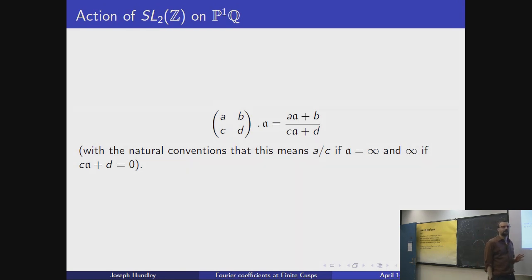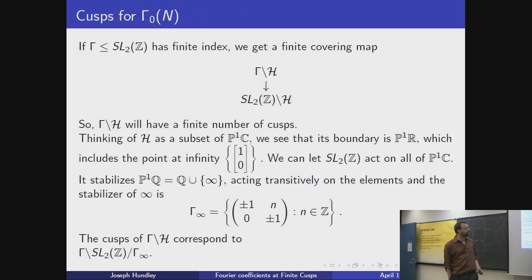Think of Gothic A as a rational number, and you can act like this. Now, of course, if A is allowed to be negative D over C, which it is right now, then you might get zero in the denominator, so you want a couple of reasonable conventions. The other thing is that A is allowed to be infinity, but the conventions are exactly what you'd expect. If A is infinity, that means A over C. And if Gothic A is negative D over C, I have zero in the denominator. I don't have zero on the top because it was an invertible matrix. And so then it's infinity. The obvious natural conventions.